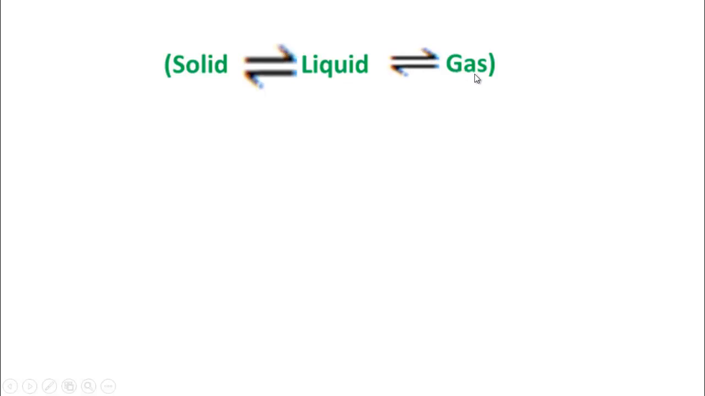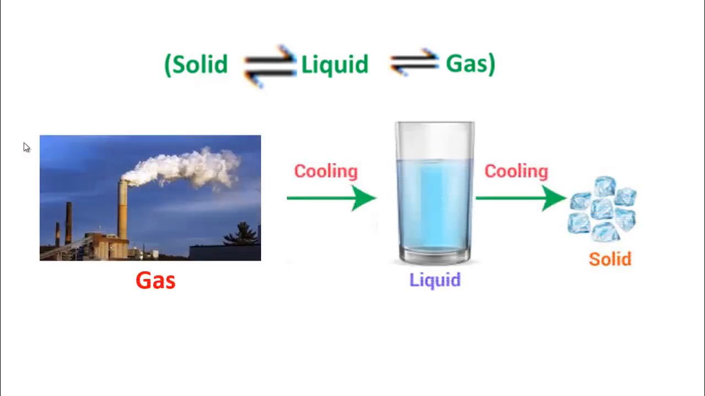But also a gaseous substance can be converted into liquid and can also be converted into solid, but by applying what? Here this conversion can be possible in two ways. Number one, by cooling. If you cool a gaseous substance, then it is converted into liquid, and on further cooling it is again converted into solid ice.